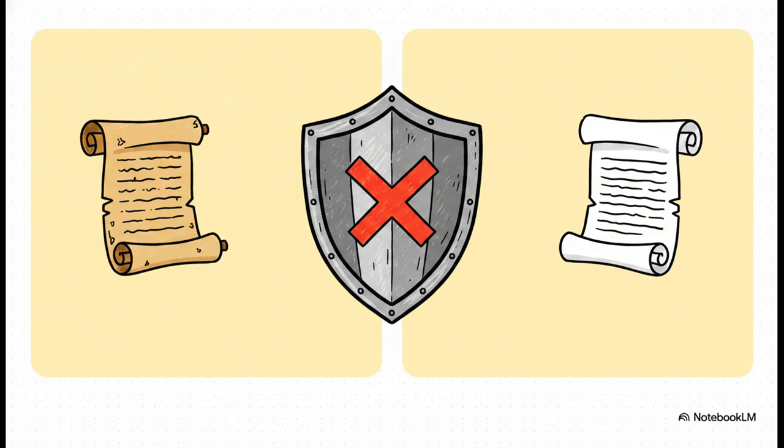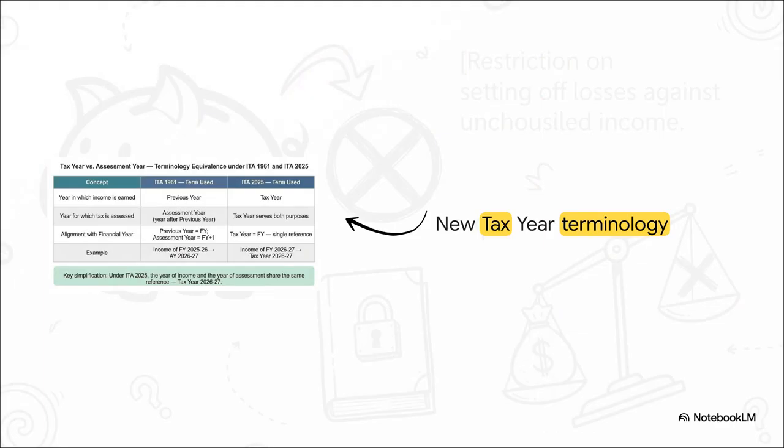The government's objective here is crystal clear: no tax evasion shields. They absolutely do not want taxpayers using legitimate business struggles to wipe out the tax impact of money they actively tried to hide. Now, before we get into the real nuts and bolts of the law, we absolutely have to talk about a major terminology shift.